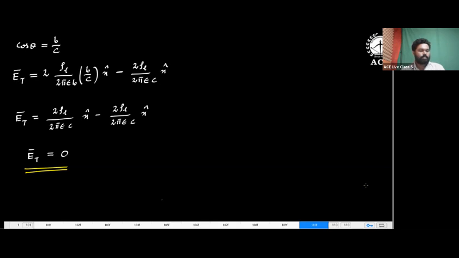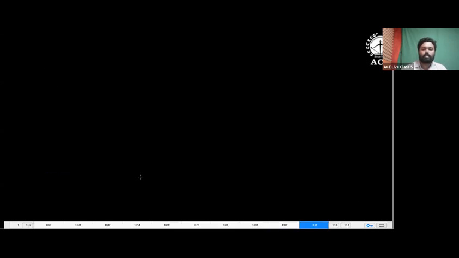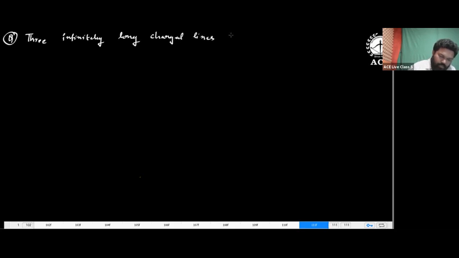Let us have one more question, beta. I'm going to turn the page here. Three infinitely long charged lines run parallel to the z-axis as shown in the figure.